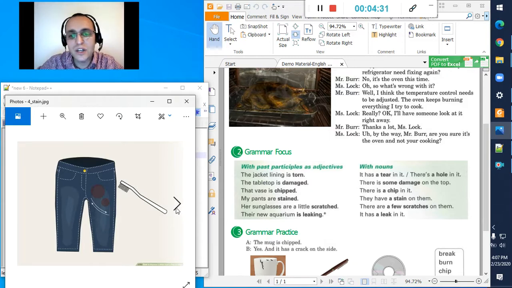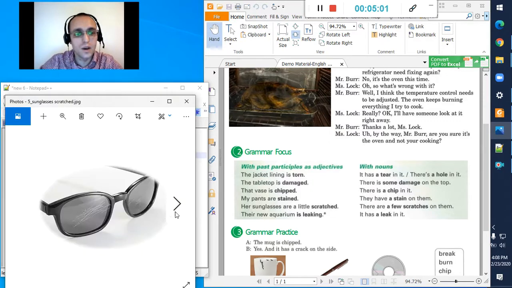My pants are stained. Okay, can you see the picture? What can you see there? Two spots. Okay. So to stain something, it means to leave a mark or a spot that is difficult to remove. So what is a stain? A mark or a spot. Great. That is difficult to remove, of course. Next one, her sunglasses are a little scratched.